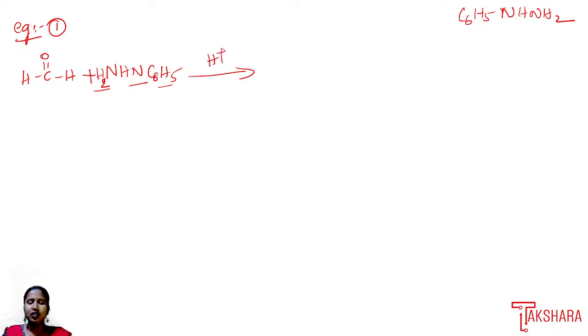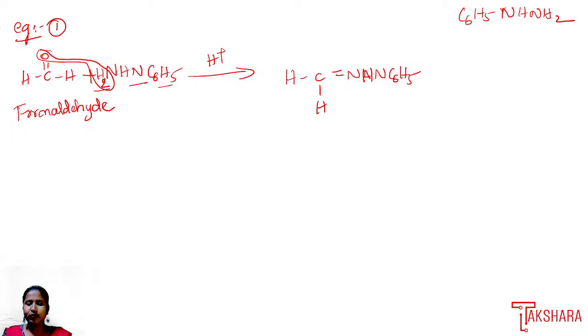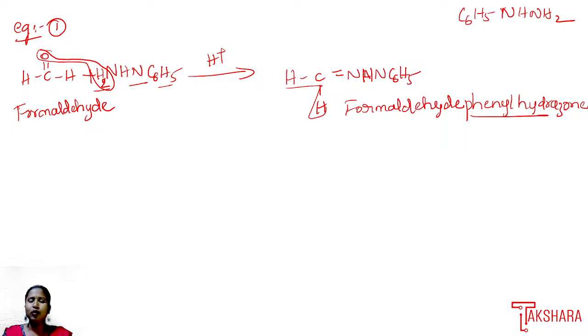When it undergoes reaction in the acidic medium, a water molecule is removed. This is formaldehyde. Formaldehyde undergoes the reaction with phenyl hydrazine in acidic medium, that is H plus. So we get the product H C H C double bond N NH C6H5. This is the formaldehyde part, and then there is a phenyl group, a phenyl ring, and the hydrazone. So we get formaldehyde phenyl hydrazone as the product from formaldehyde. Next, let us consider example 2.